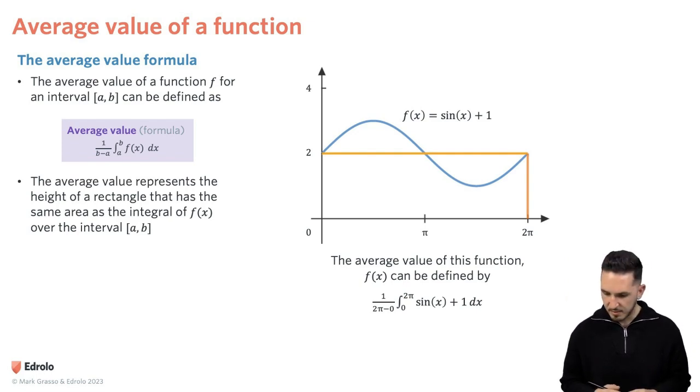So if we take the example here to our right, f of x equals sine of x plus 1, essentially that average value will be equal to the height of that rectangle, the y value, over this particular interval. So for example, we could calculate this average value by finding 1 divided by 2 pi minus 0 for the integral between 0 to 2 pi of sine x plus 1.